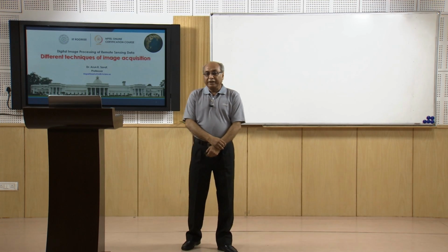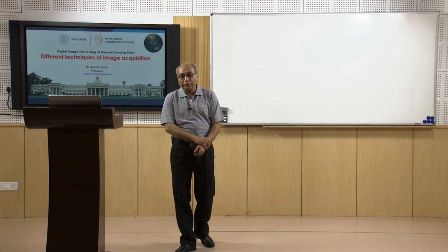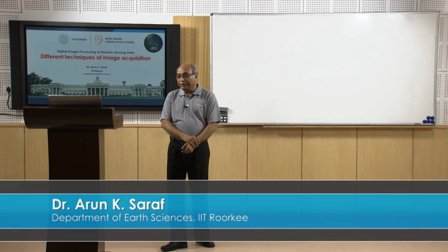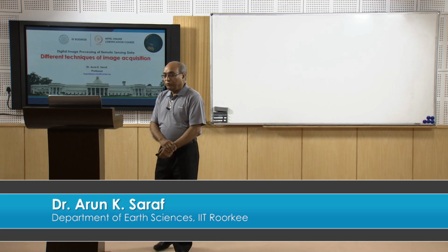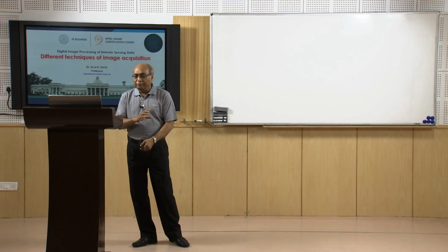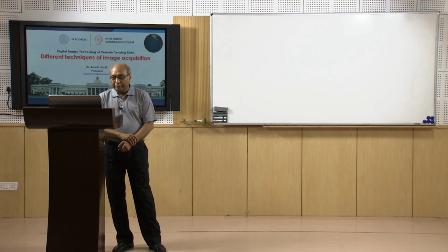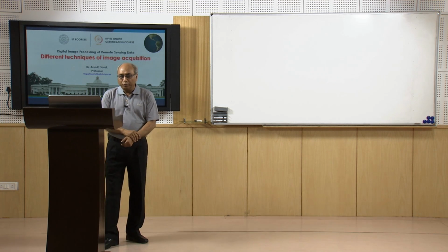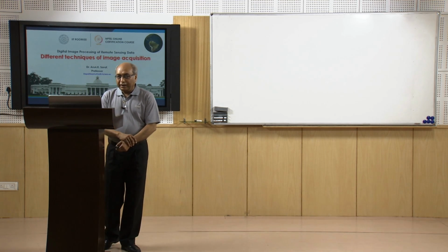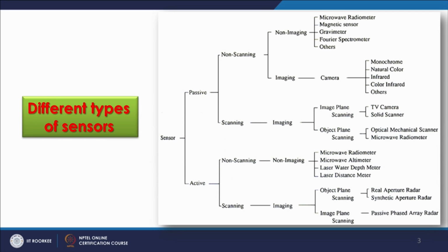Hello everyone, welcome to the second lecture of the digital image processing of remote sensing data course. In this particular topic we are going to discuss different techniques of digital image acquisition, and mainly we will now start focusing on satellite images. We now know what digital images are: a snapshot taken by a digital camera or handheld mobile generates a digital image that can be stored in a computer, displayed on a screen and printed.